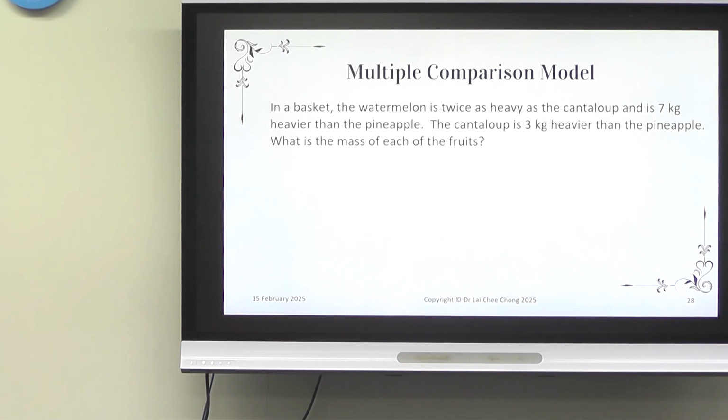Now, the watermelon is twice as heavy as the cantaloupe. Which is heavier? Watermelon. Okay, watermelon. Cantaloupe, of course, is lighter in this case. But then how about the pineapple? And it's 7 kg heavier than the pineapple. Which is heavier, cantaloupe or pineapple?